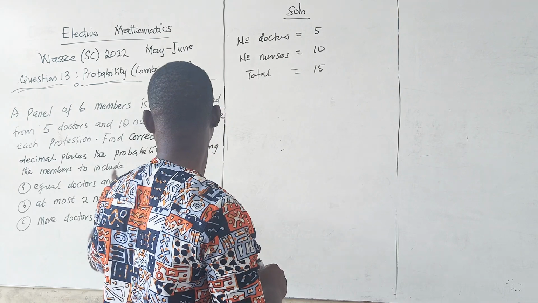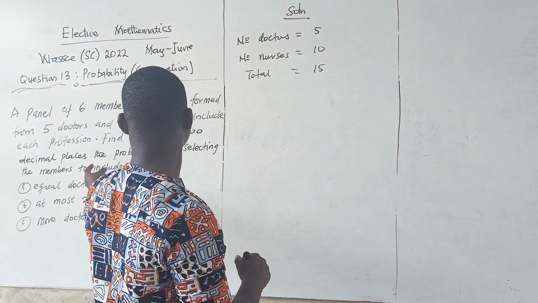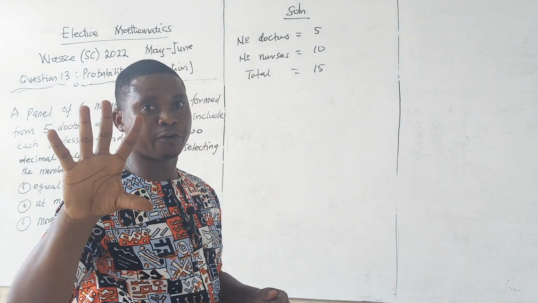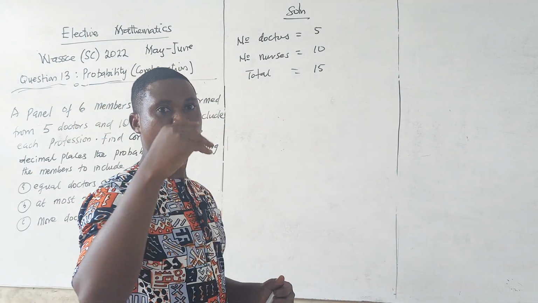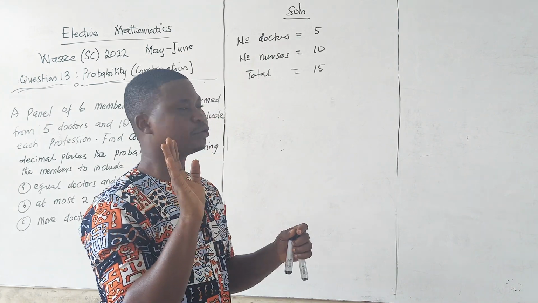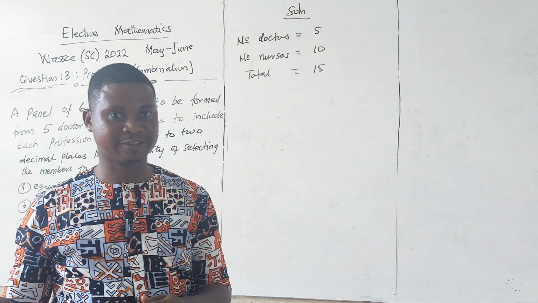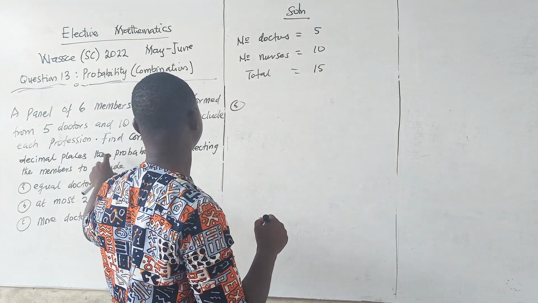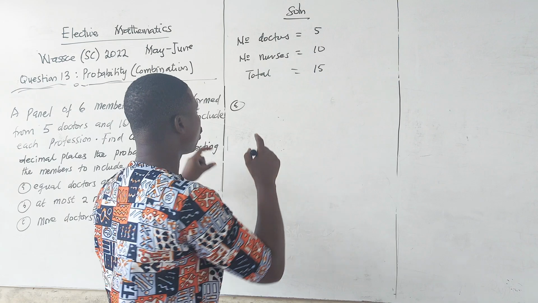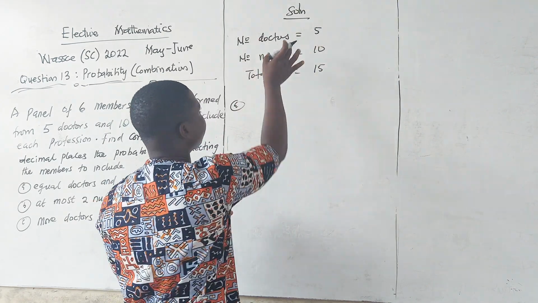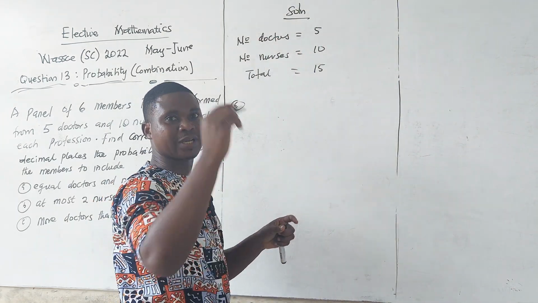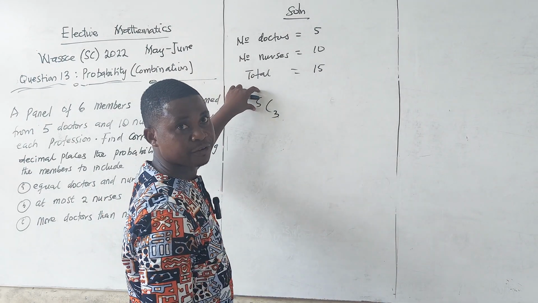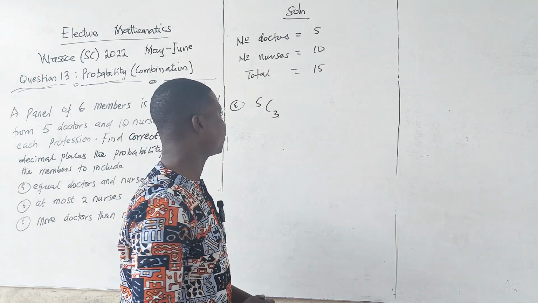Out of 6 people, the first part is saying that there should be an equal number of doctors and nurses, and you are supposed to form 6. So if you are supposed to have an equal number of doctors and nurses, it means you should have 3 nurses and 3 doctors. With the A part, it's telling us that we should have 3. So with the doctors, there are 5, and we are supposed to choose 3 out of that.